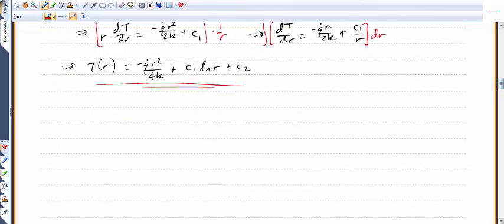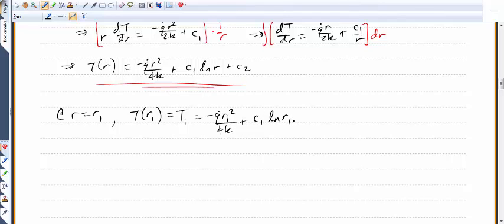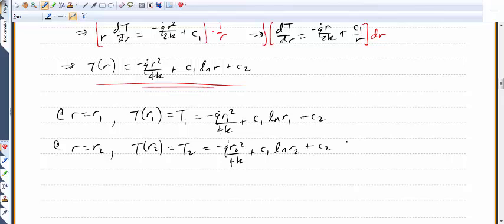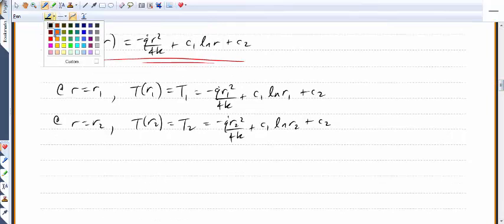So now we can start applying our boundary conditions. First, at r equals r1, T evaluated at r1 is equal to T1, which is equal to negative q dot r1 squared over 4k plus c1 natural log of r1 plus c2. At r equals r2, temperature is equal to T2, which is negative q dot r2 squared over 4k plus c1 natural log r2 plus c2. So from applying the boundary conditions directly, we have two equations and two unknowns, c1 and c2.